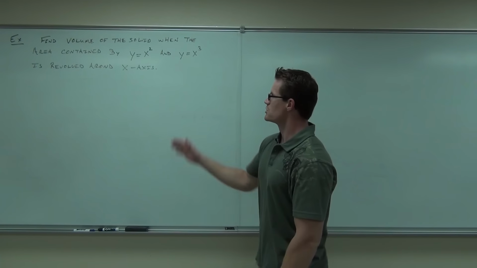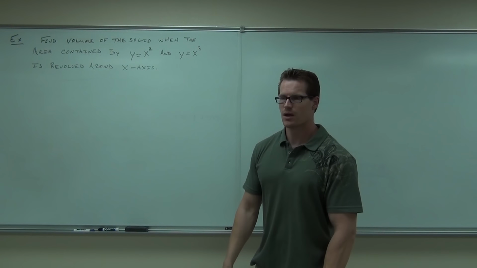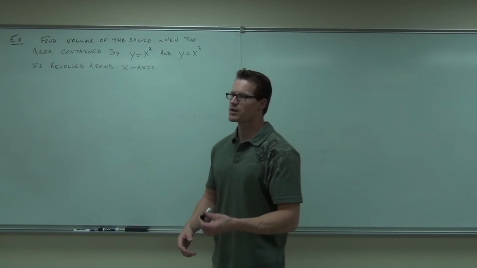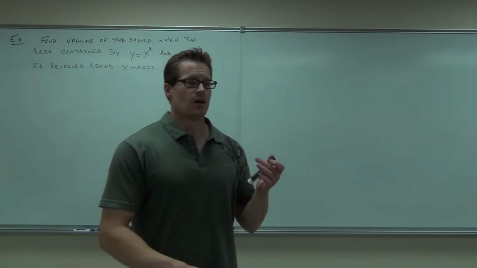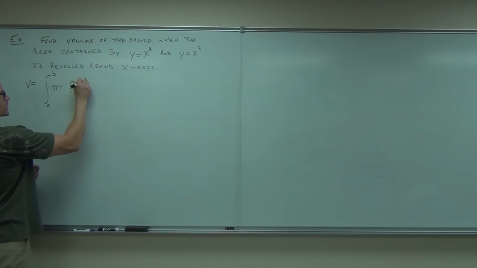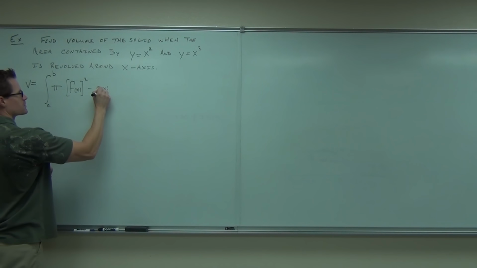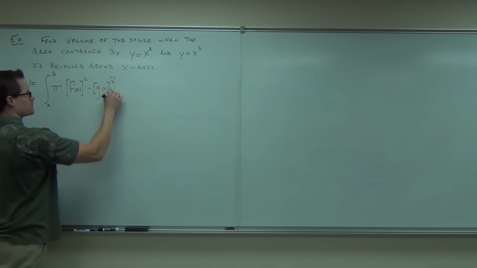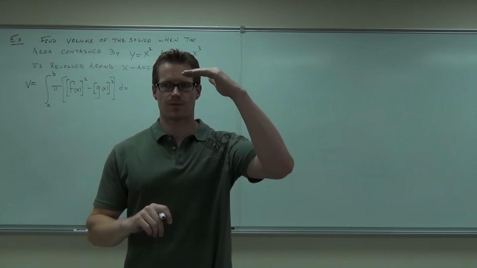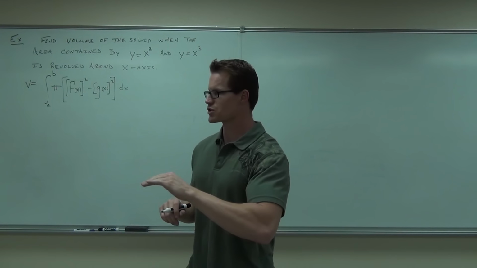Now, the problem is, do I give you any bounds right here? Do you know which one's on the top right now? Do you know which one's on the bottom right now? So those are things we're probably going to need to figure out in order for us to set up our integral. Remember that the volume is, I think I gave this to you last time, the integral from a to b of pi times f of x squared minus g of x squared dx. Did I not give that to you? But this implied that f of x was the top function, g of x was the bottom function, so we need to find those things out.